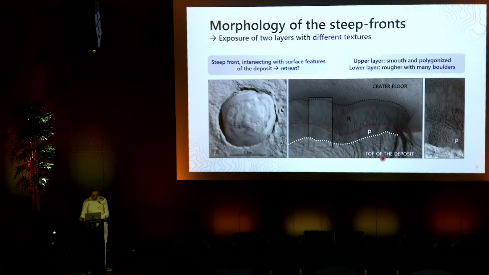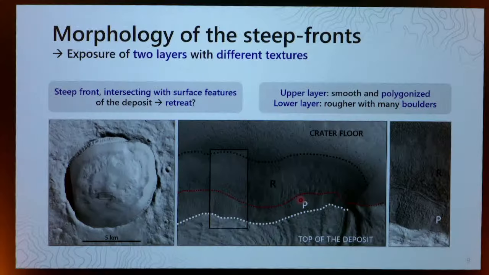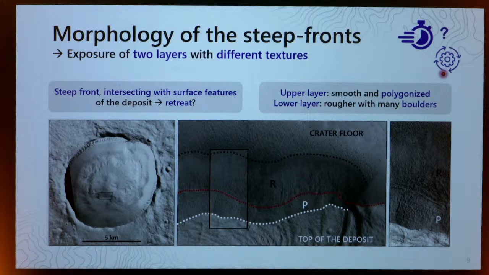And also what we observe at the surface of the steep front is that we have two different textures, with the upper layer being a little bit more polygonized, a little bit more smooth, and the lower layer appearing to be more rough with many boulders. Both layers are separated by a slightly protruding bed that you can see there, marked by the red dotted line. So we don't really know what is the origin of these two layers. Could it be due to two episodes of deposition or to the dynamic processes of this glacier? That's something that we try to investigate.